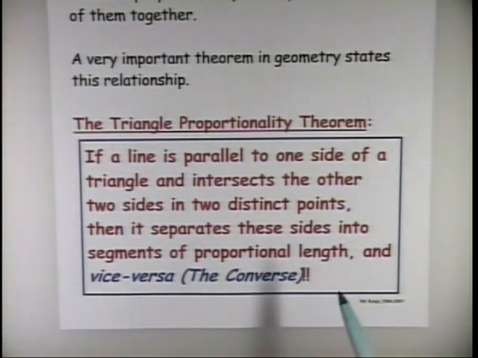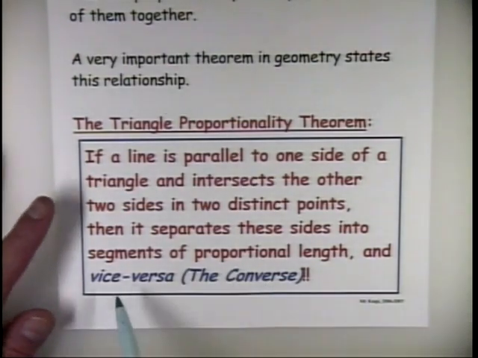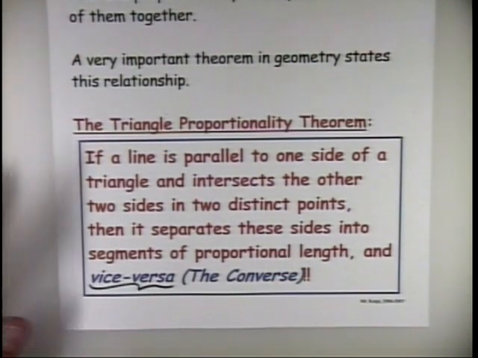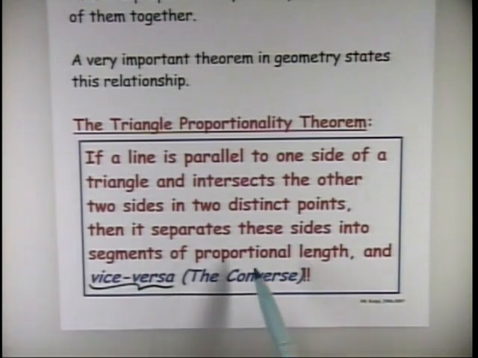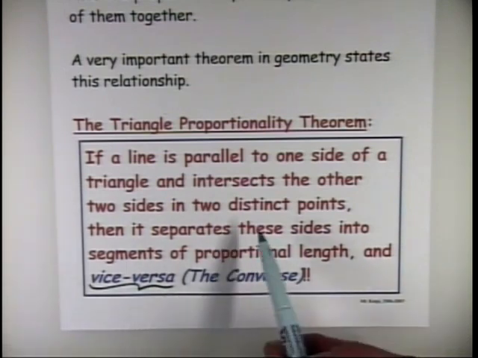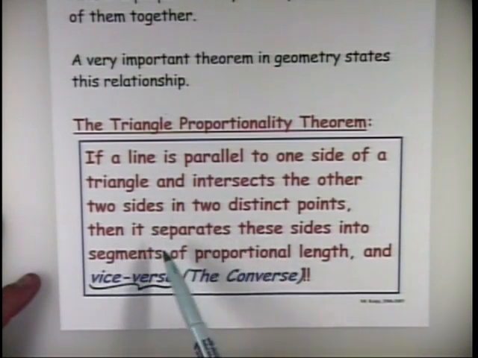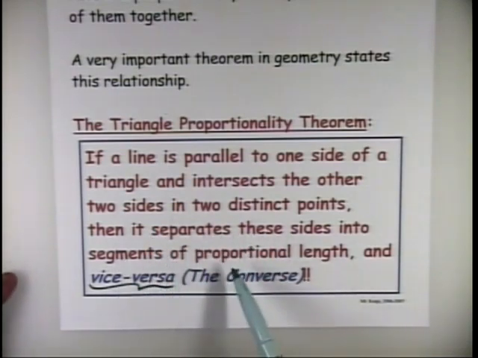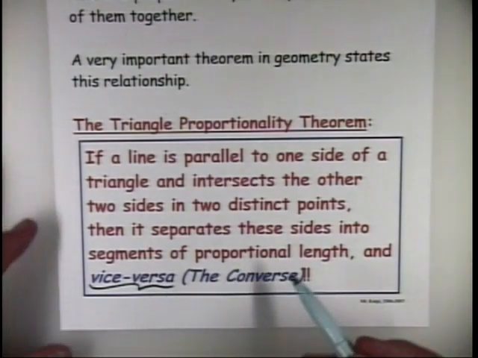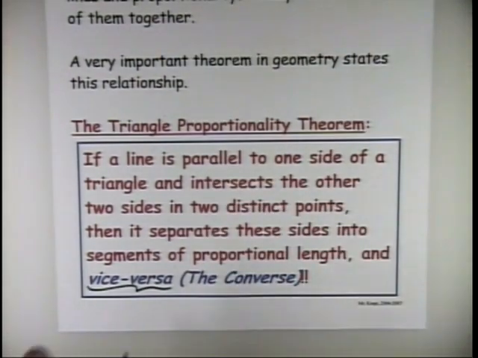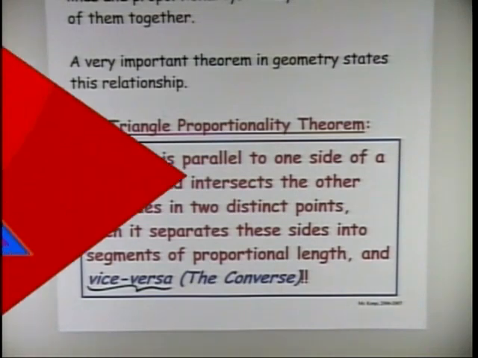Okay? Now, that's a lot of words, and I have a diagram to go along with what that means, but it also works in reverse. And if you remember from a previous episode, that means the converse is true. So if we happen to have a line that divides the two sides proportionally, it will be parallel to the third side. Okay? This is actually an if and only if statement. Now, let's look at a little closer diagram to see what that means.